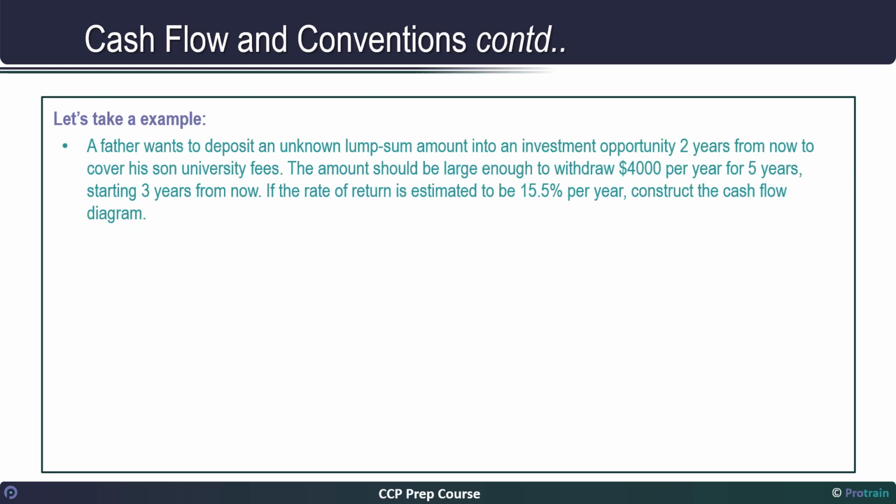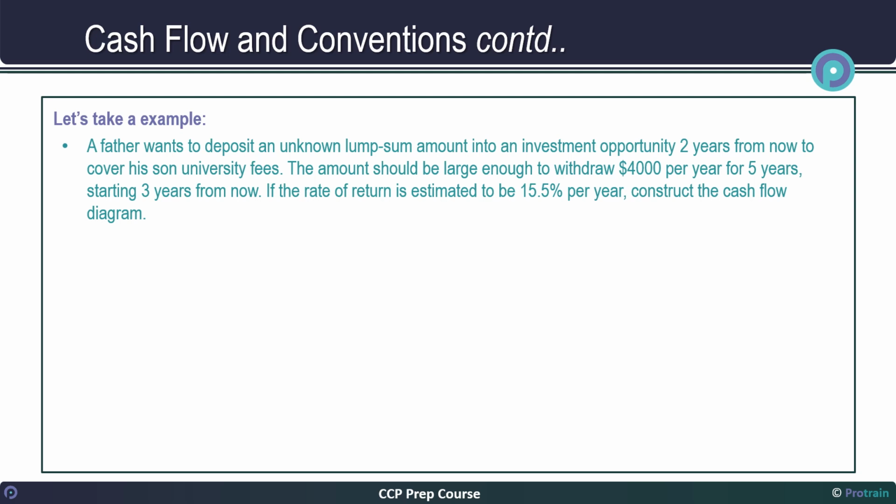Let us take an example to understand what we have learned in cash flow and its conventions so far. A father wants to deposit an unknown lump sum amount into an investment opportunity 2 years from now, to cover his son's university fees. The amount should be large enough to withdraw $4,000 per year for 5 years, starting 3 years from now. If the rate of return is estimated to be 15.5% per year, construct the cash flow diagram.